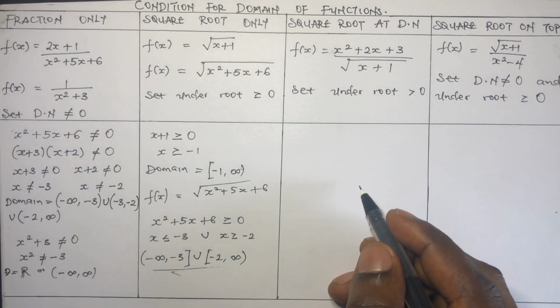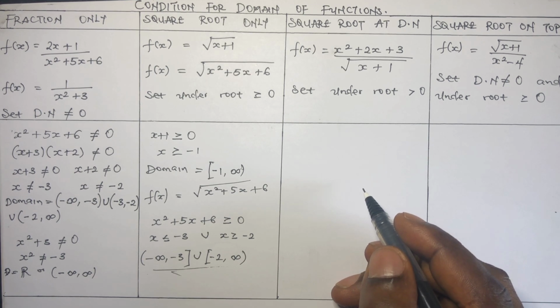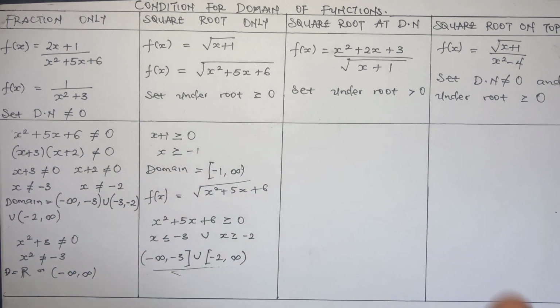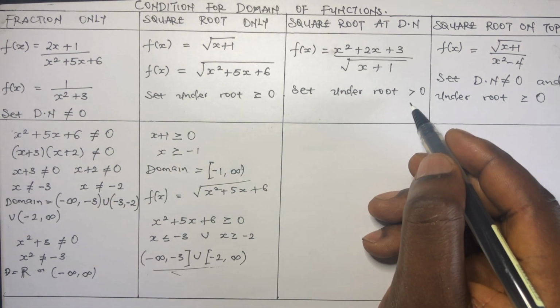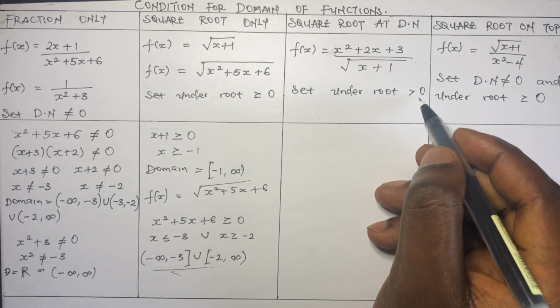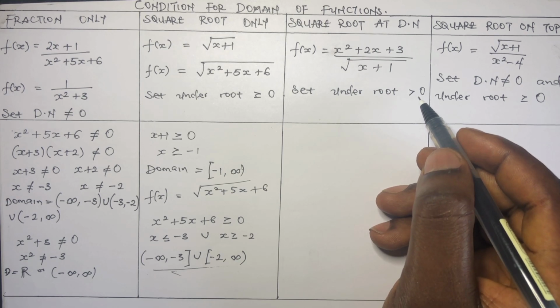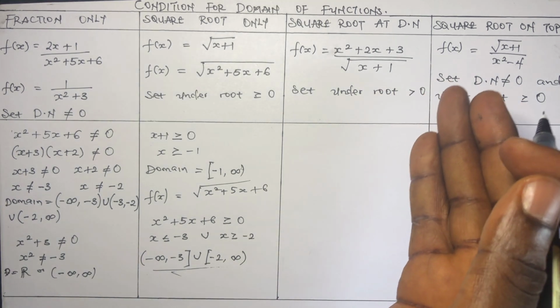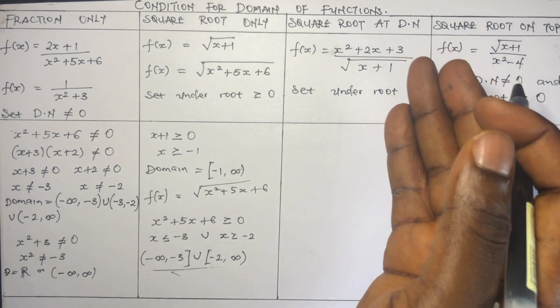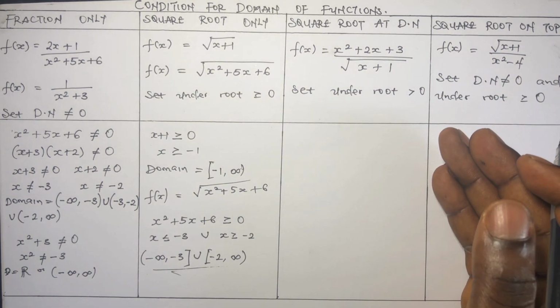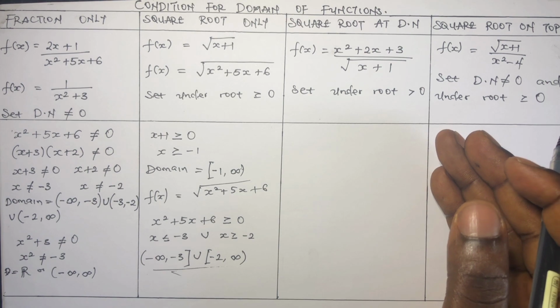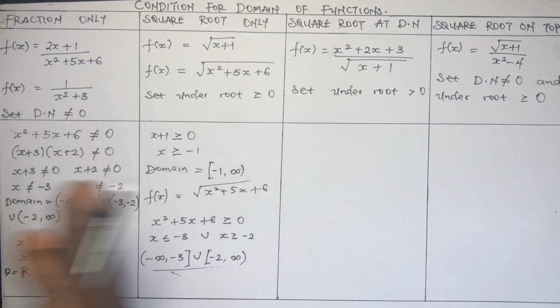So let's go to the next condition. When we have fractions that are being divided by roots, by square roots, we need to set everything under the root greater than 0. We don't need to have a 0 under this root, so the domain will not be defined, and we also do not want a negative number, so it will be on the complex side.